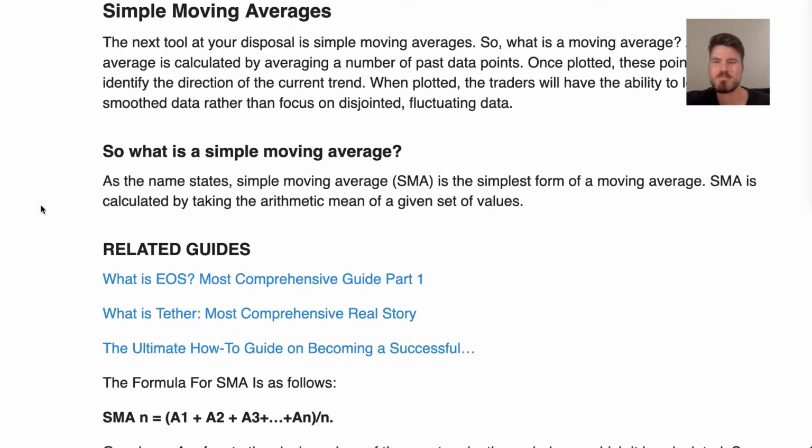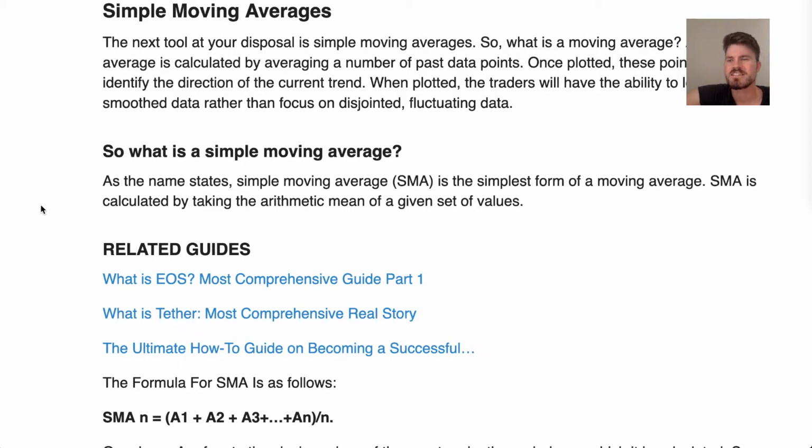What is a simple moving average? Now, if you're learning about trading and technical analysis, then you will have definitely read about simple moving averages, but you might not completely understand what they are. Or if you have never heard about it, then this video is definitely for you. First of all, simple moving averages are a fantastic tool and very easy to use.